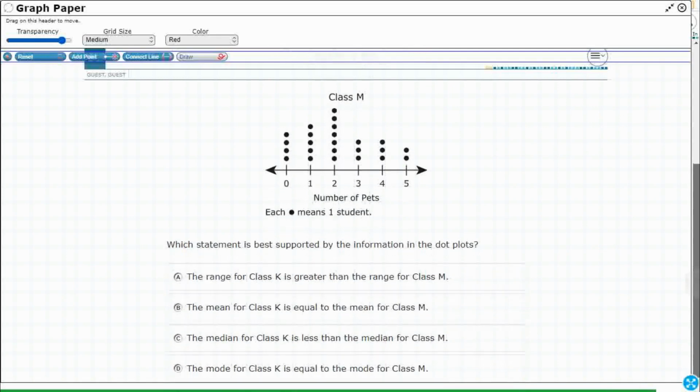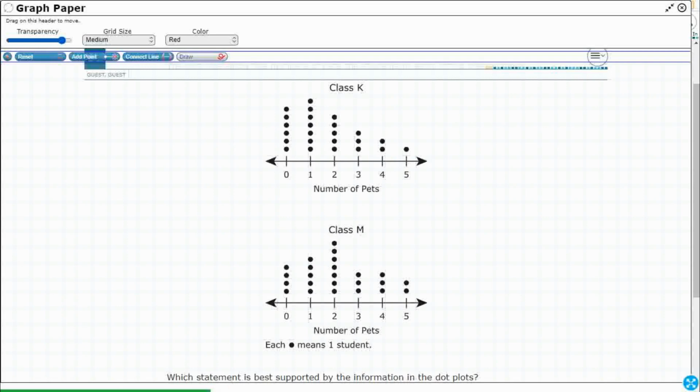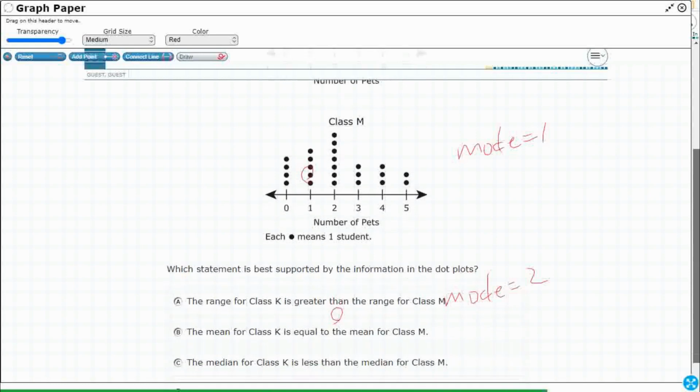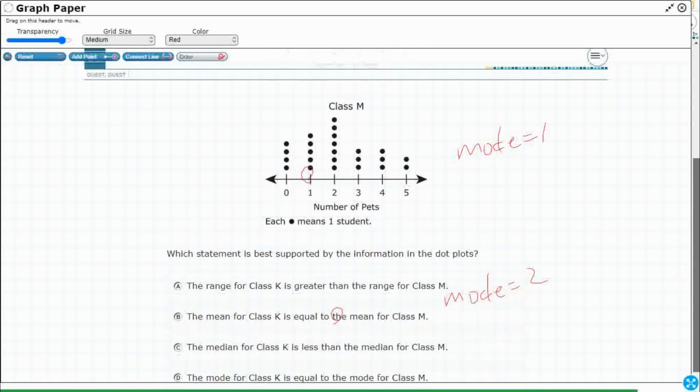So mean, let's do mode, because that's a little bit easier. Mode is just the highest one, right? So if that's our answer, we're gonna go for that, because that's going to be less work. So the mode is just the most chosen one. So the mode equals 1. The mode equals 2. So class M is bigger. Let's see what they say. Mode class K is equal. Nope. Class K is less. Would have worked. All right, so we're not looking at A. We're not looking at D.